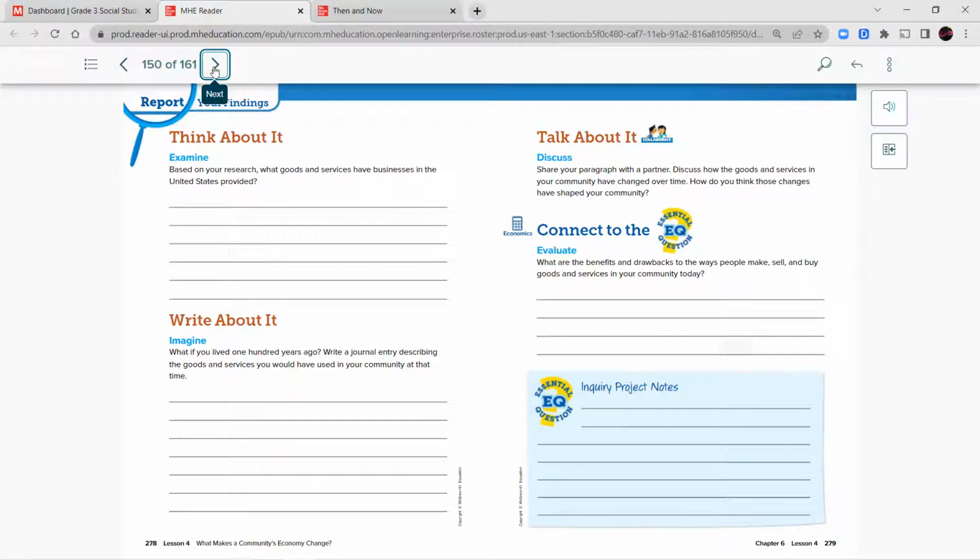Write a journal entry describing the goods and services you would have used in your community at that time. And then connect to the essential question, evaluate what are the benefits and drawbacks to the way people make, sell, and buy goods and services in your community today. So the benefits are what are the good things about it, and the drawbacks are what are the bad things about it. Please make sure in all of these sections that you're using complete sentences, your best handwriting, and you're checking your spelling and grammar before you turn anything in.